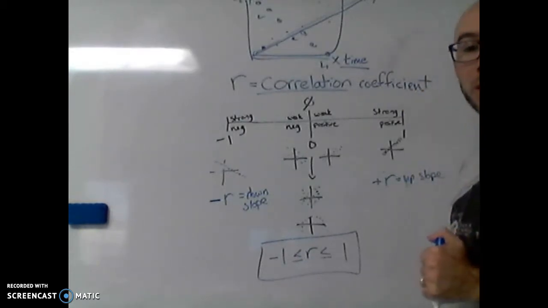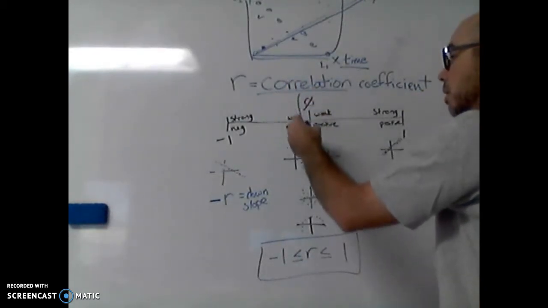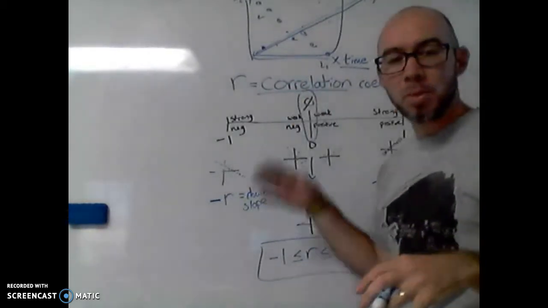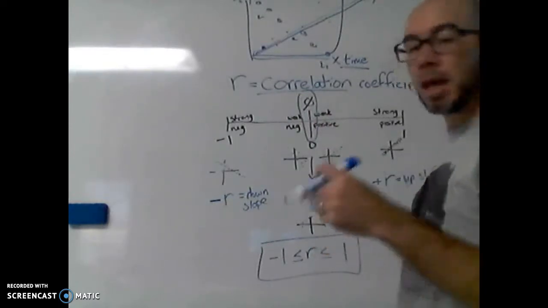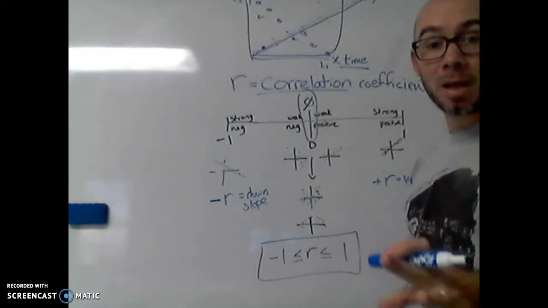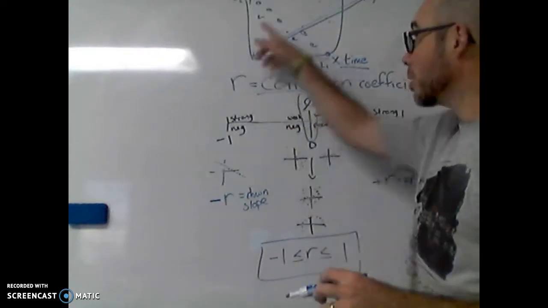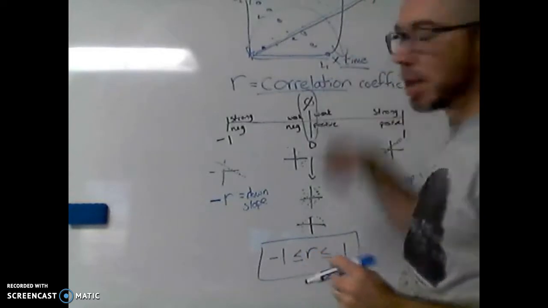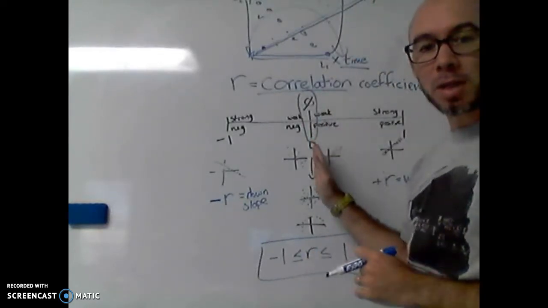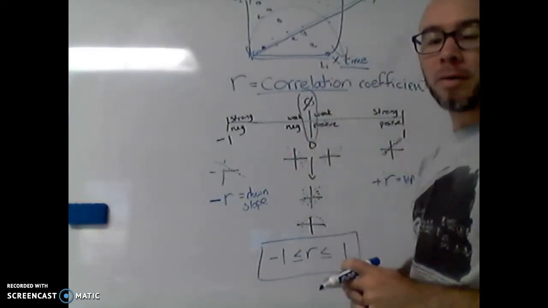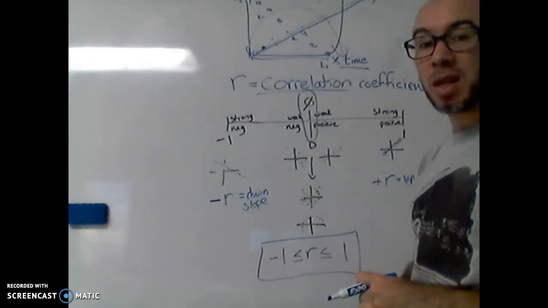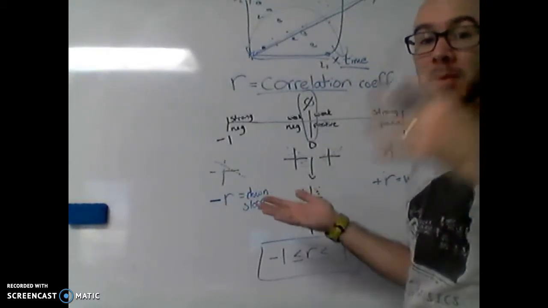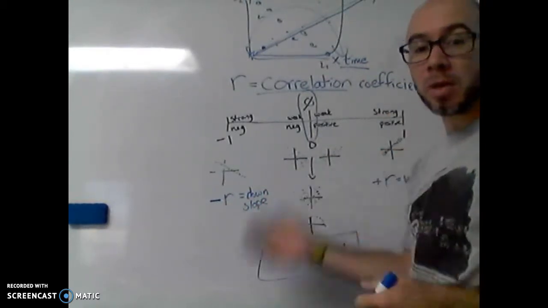It's a strength scale. If you're right here in the middle at 0, then there's no relationship between your X list and your Y list, at least linearly. It does not make a straight line. It might be curved, it might make a parabola, but it does not make a straight line. And so the closer you get to 0 on either side, the less you have a correlation between time and distance, or time and pretzels, or whatever the case may be.